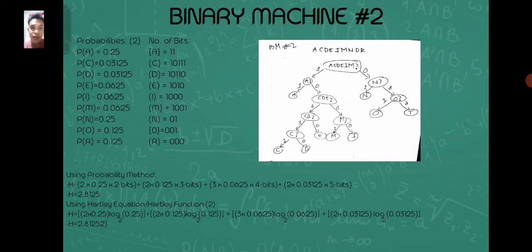Using the Hartley equation or Hartley function, H equals 2 times 0.25 log base 2 of 0.25 plus 2 times 0.125 log base 2 of 0.125 plus 3 times 0.0625 log base 2 of 0.0625 plus 2 times 0.03125 log base 2 of 0.03125, and equals 2.8125.